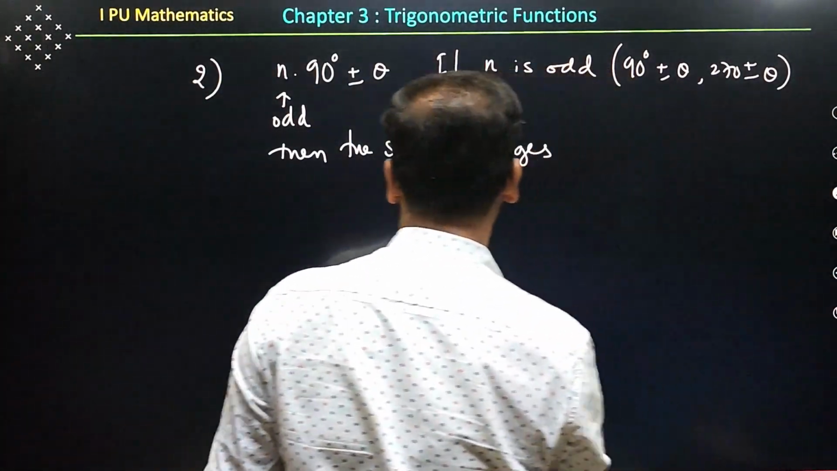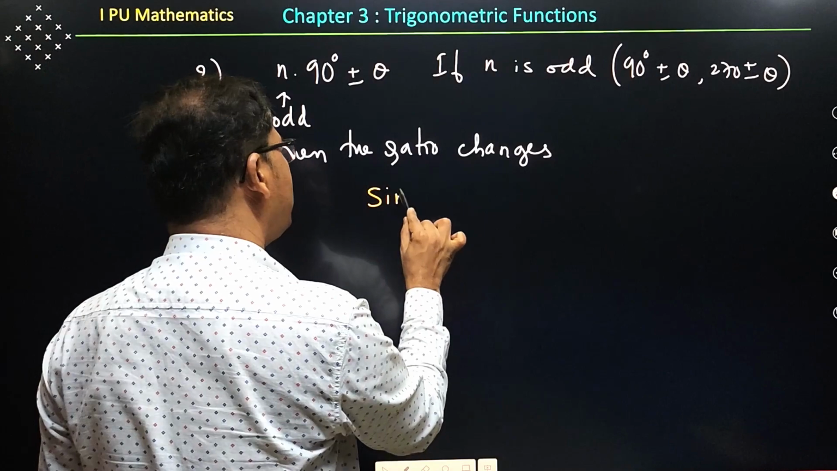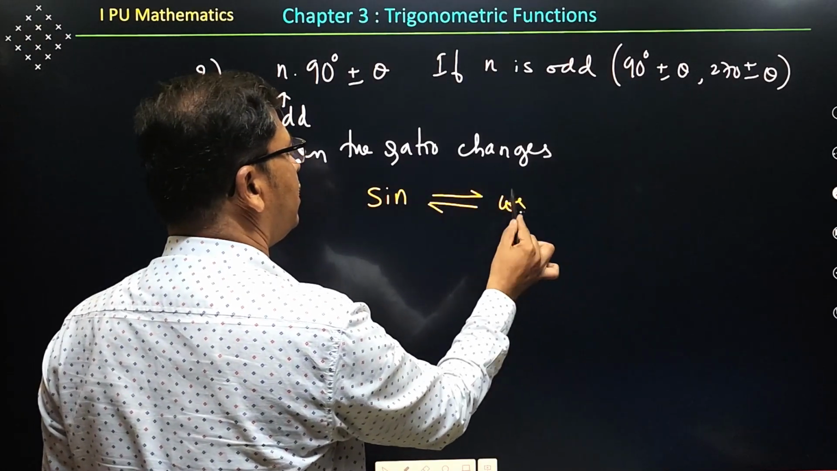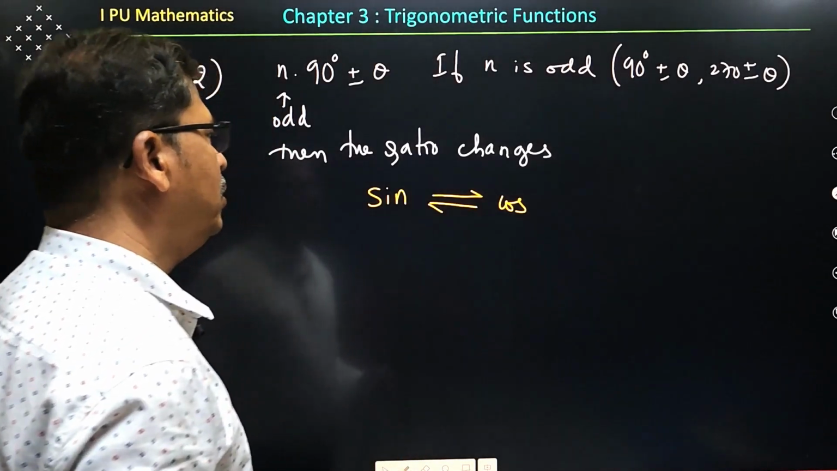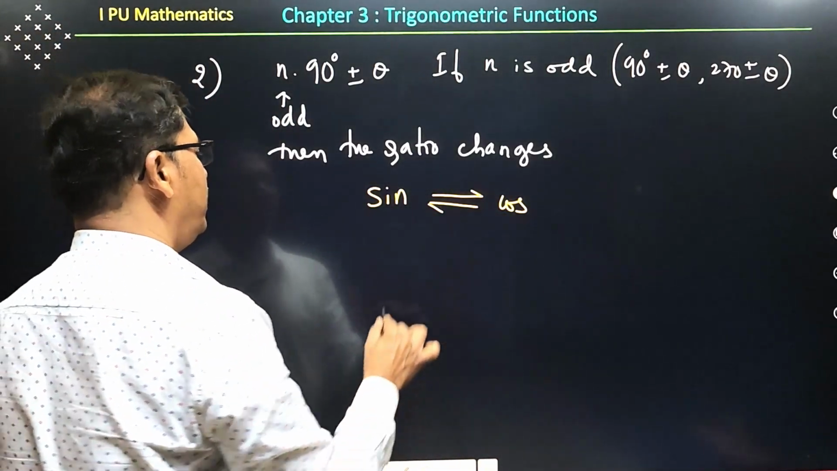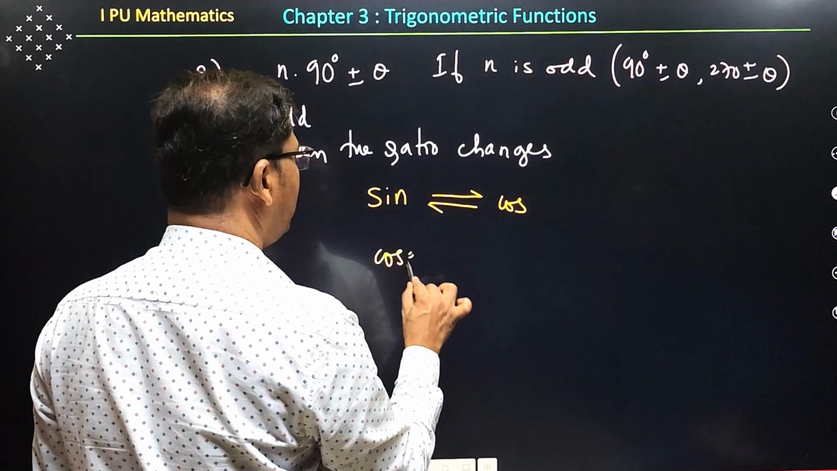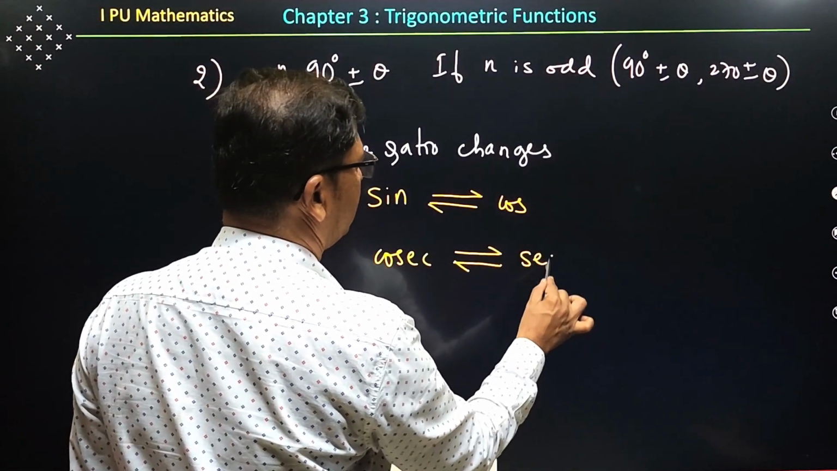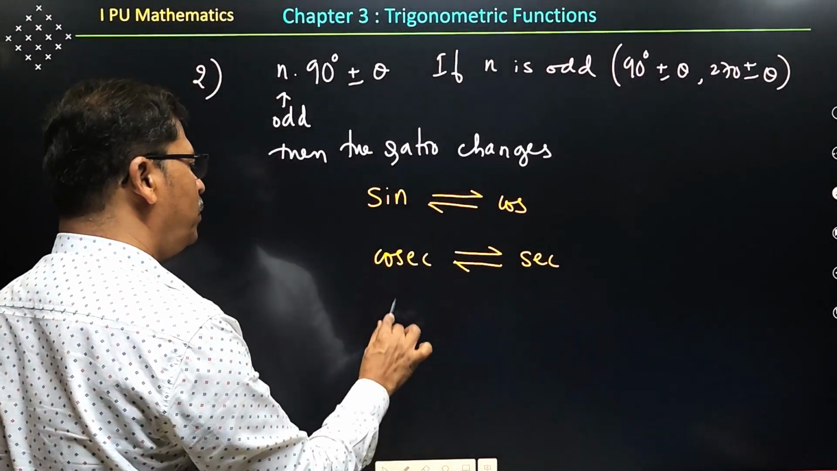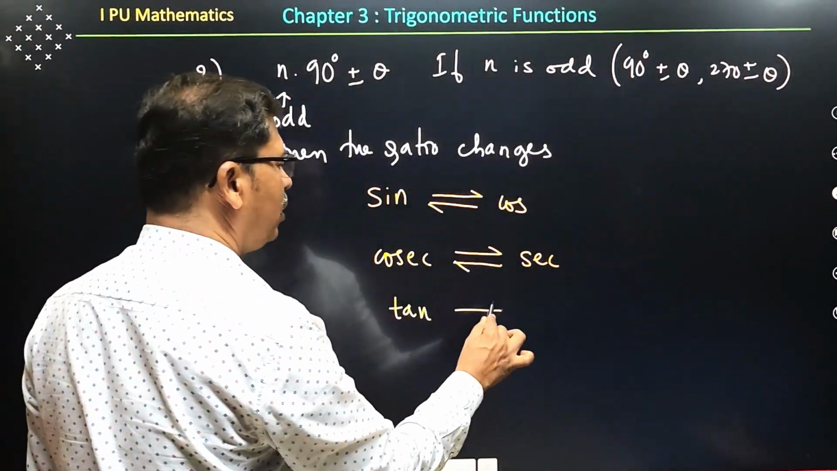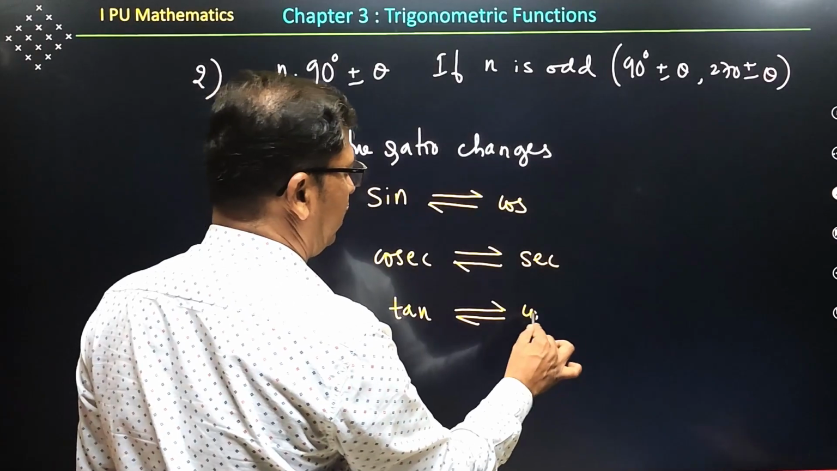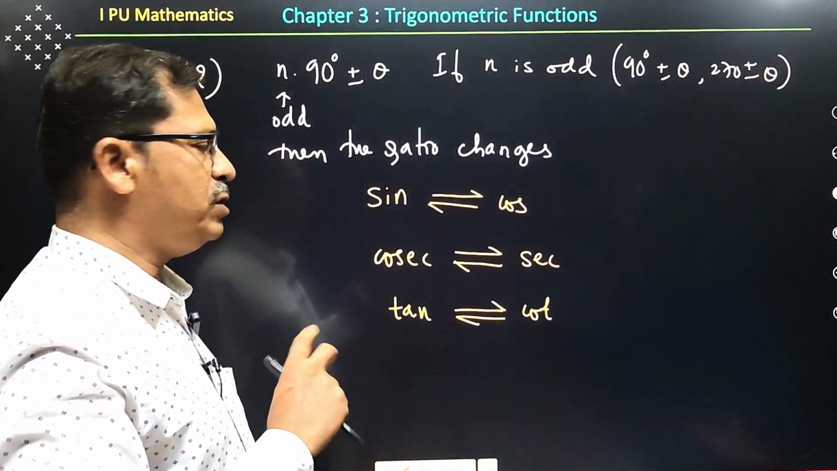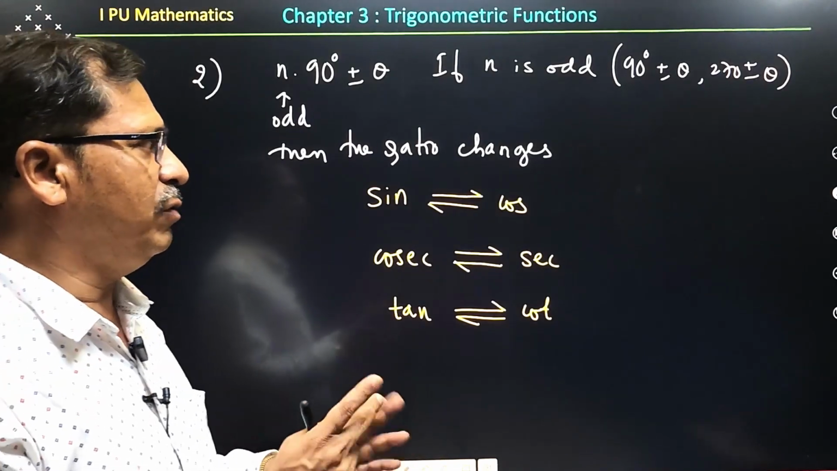You need to remember like this: sine changes to cos, cos changes to sine, sine to cosine, cosine to sine. Next, cosec to sec, and then sec to cosec. This is the second rule. Third one, tan to cot, cot to tan. That's all. Sin cos, cosec sec, tan cot, interconversion.